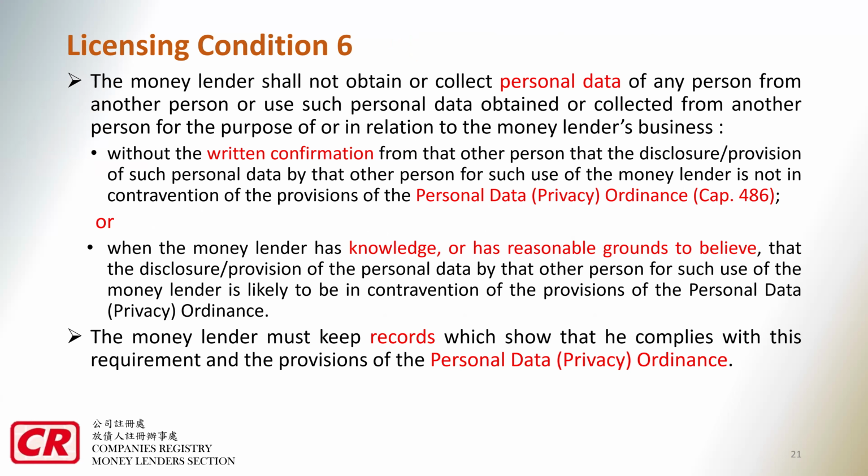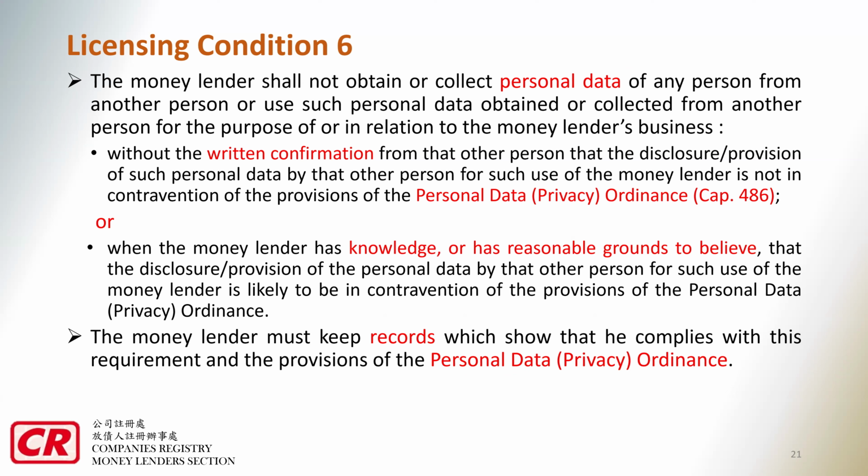Under Licensing Condition 6, there are two situations in which the moneylender shall not obtain or collect personal data of any persons from another person, or use such personal data obtained or collected from another person for the purpose of or in relation to the moneylender's business. The first situation is without the written confirmation from that other person that the disclosure or provision of such personal data by that other person for such use of the moneylender is not in contravention of the provisions of the Personal Data Privacy Ordinance.